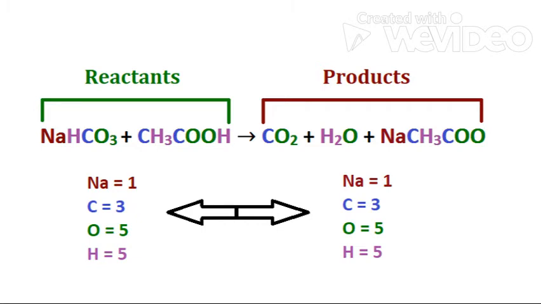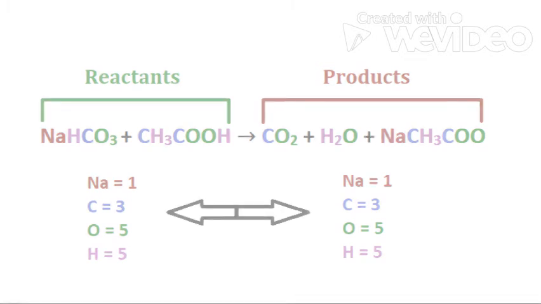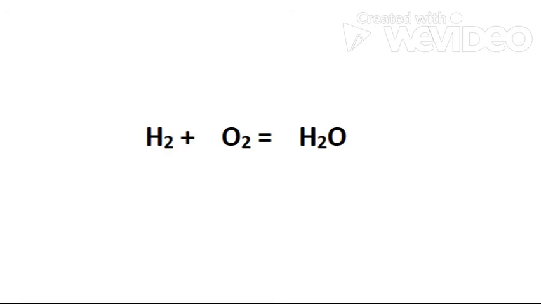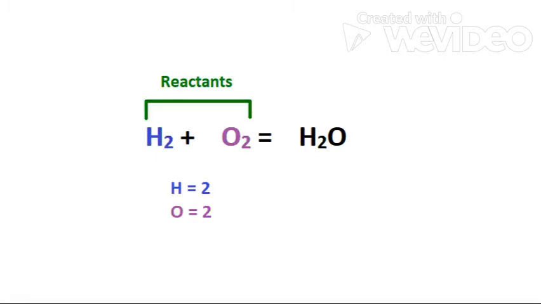But what happens if you have an equation that isn't already balanced? Let's look at a really simple example. This is the equation for the reaction between hydrogen and oxygen gases to form water. Let's count the atoms. On the reactant side, we have 2 hydrogens and 2 oxygens. On the products, we have 2 hydrogens and 1 oxygen. When we compare the two sides, we find that they're not balanced. To fix it, we'll need to add some coefficients.